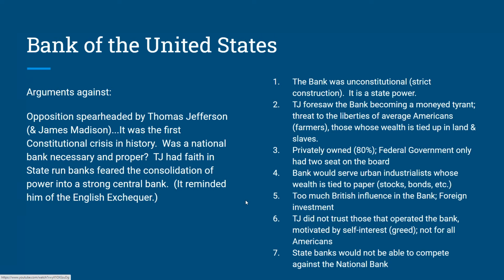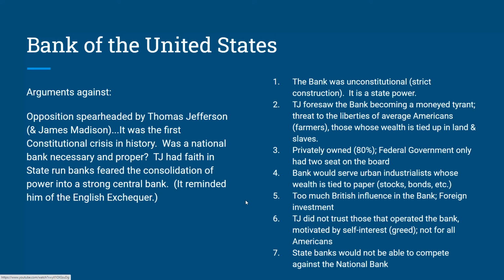He didn't like the fact that the bank was privately owned. The federal government only had 2 seats on the board. It wasn't a government bank, and he didn't trust the fact that it was not a government bank. He said the bank would serve the urban industrial interests, okay, and not the farmers. And Jefferson represents the rural farming regions in the country.